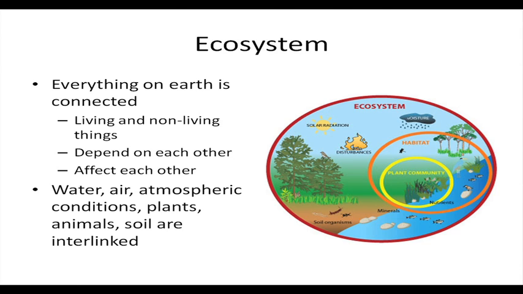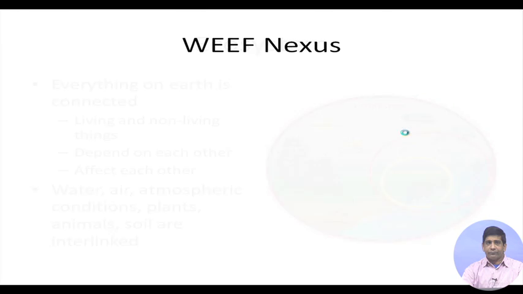When we talk about environment, we are looking at the ecosystem. You must have seen this picture in your science book, maybe in primary school itself. Everything on the earth is connected. There are living things and non-living things. We depend on each other, we affect each other. Water, air, atmospheric conditions, plants, animals, soils, all are interlinked, as you can see in this picture. I don't have to explain this to you. You must have seen this so many times in your life in different kinds of books.